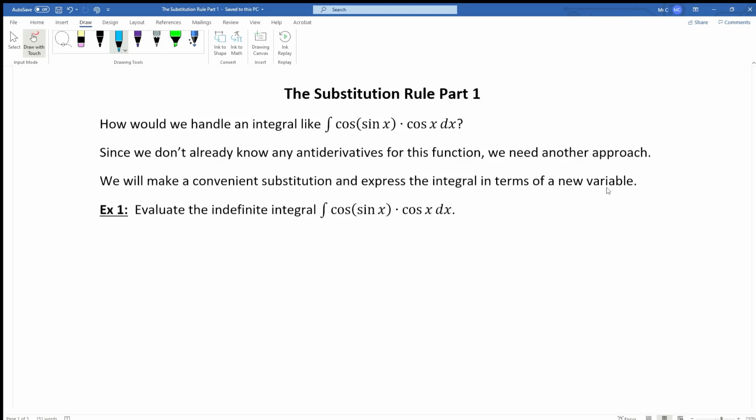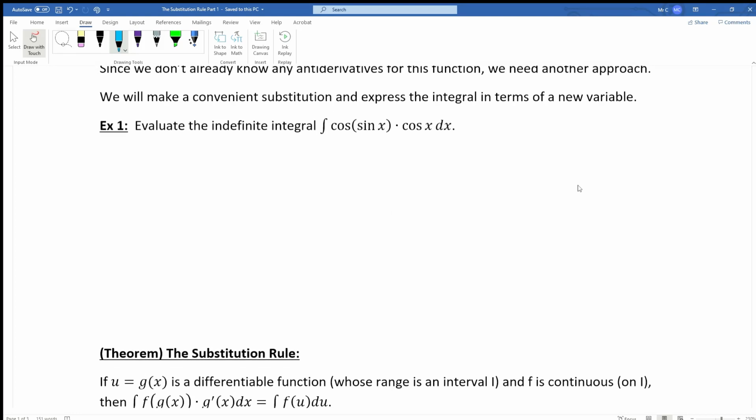We're going to do a simple example. We're going to work through this example, and then we'll look at the rule a little more carefully and justify it, see why this happens, and move on from there. So, evaluate this integral. What I'm going to do here is notice that I know how to integrate cosine of a variable.